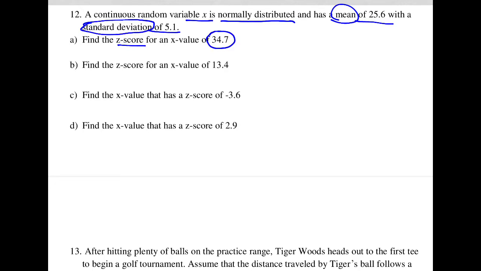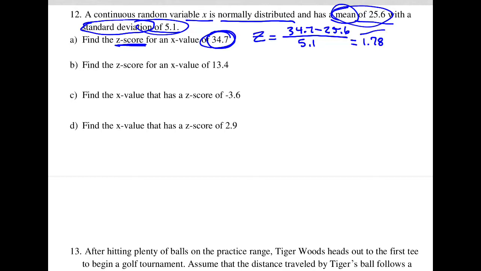If we look at what we are looking for, we're trying to find a z-score, so we're going to use our z-score formula. Since we have the mean, we have the value, and we have the standard deviation, we have the three other pieces we need. So the x value that we have is 34.7, the mean is 25.6, and the standard deviation is 5.1. So we just punch that in, see what we get. I get a z-score of 1.78 if I round to 2 decimal places. So that's the z-score that corresponds to that x value. The next one asks for a z-score that corresponds to an x value of 13.4. So once again, we're finding the z-score.